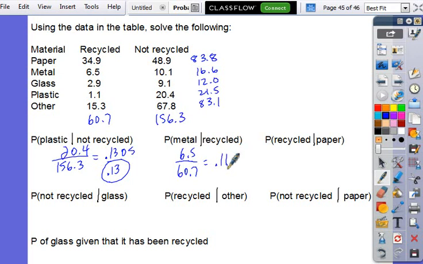All right, the next one says recycled, given that it's paper. So paper is 83.8. This one's 0.42. Recycled and paper is 34.9. Y'all said 0.42. Yes, sir. I was in the wrong one earlier. All right. Not recycled, given that it's glass. So glass has 12.2. No. Not recycled in glass is 9.1. 0.76.